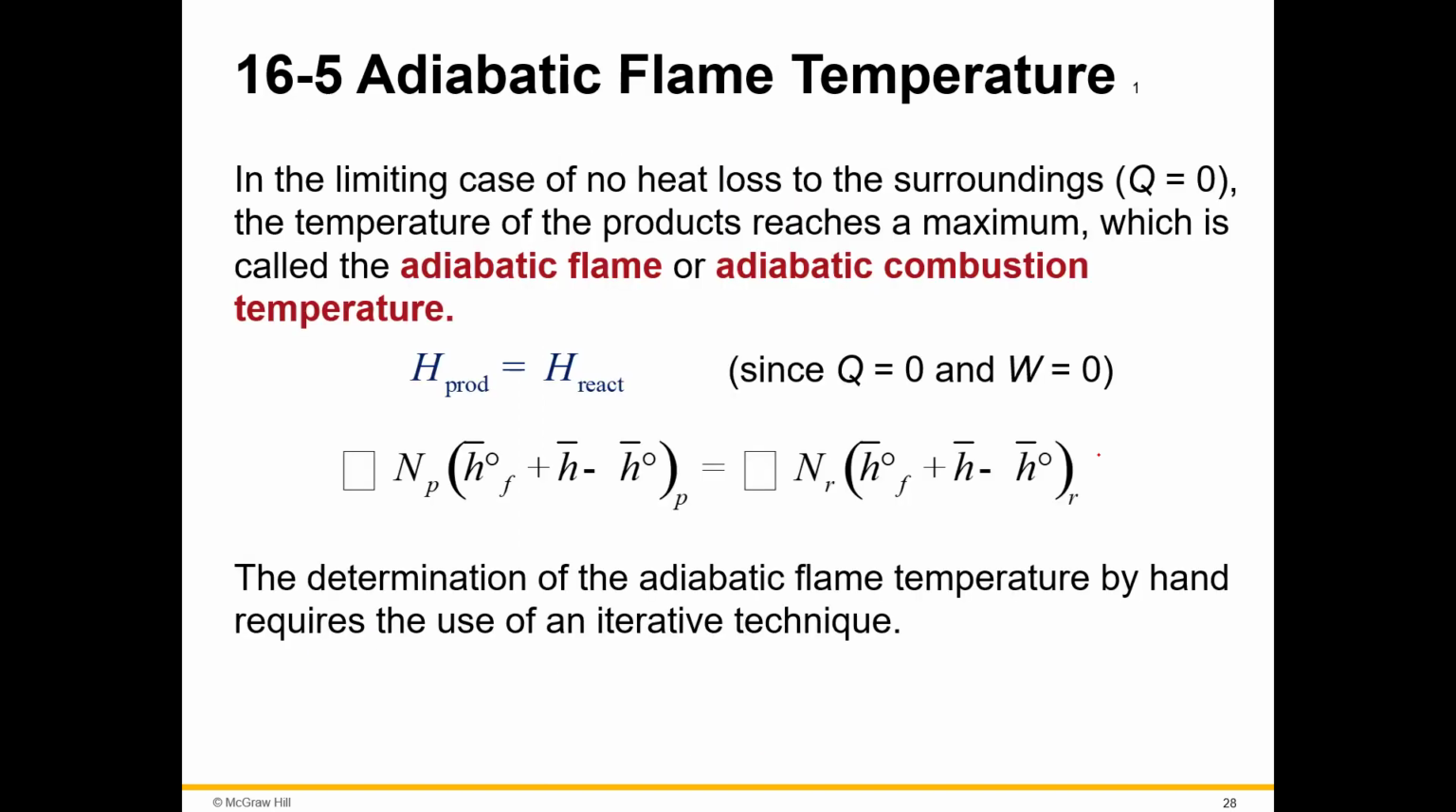So in the limiting case of no heat loss to the surroundings, where heat transfer is equal to 0, the temperature of the products reaches a maximum, which is called the adiabatic flame, or the adiabatic combustion temperature. So what is that? That's when the temperature of the products reaches a maximum, and this is taking into account no heat loss.